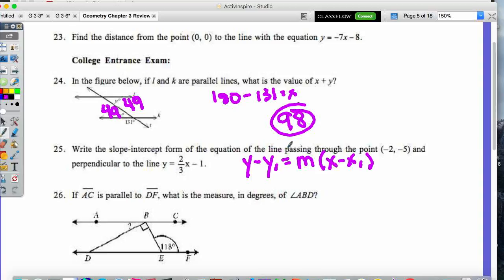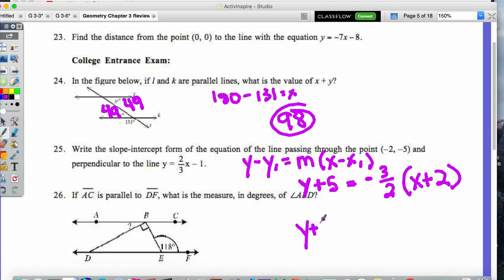Write the equation of the slope-intercept form that passes through this point. So y minus -5 is plus 5 equals the slope, and we want it perpendicular to this. So if this is the slope of this line, perpendicular is the negative reciprocal, -3/2. X minus -2 is plus 2. Now we're going to go ahead and convert that into slope-intercept form for this question.